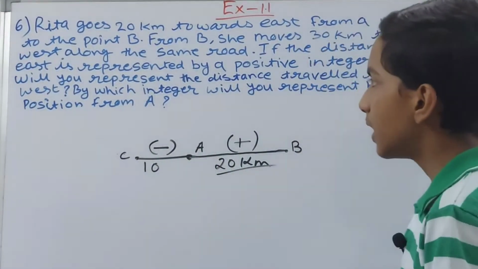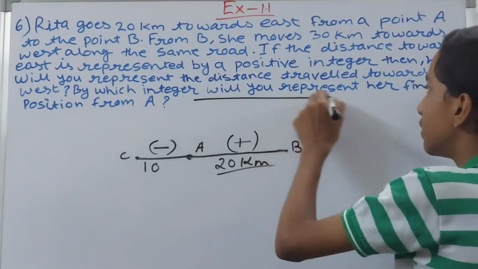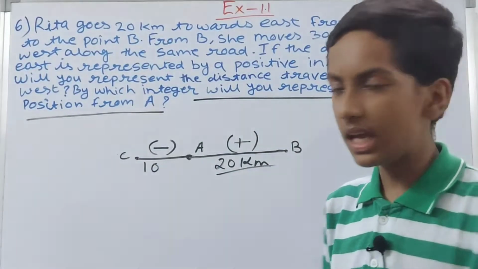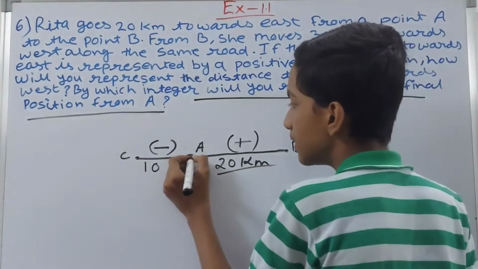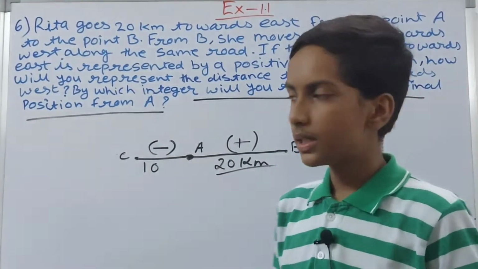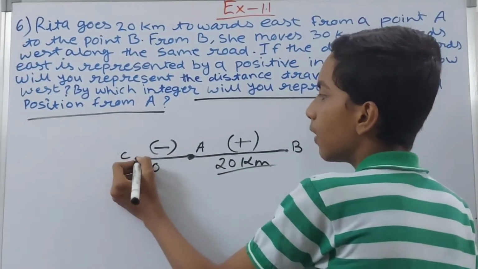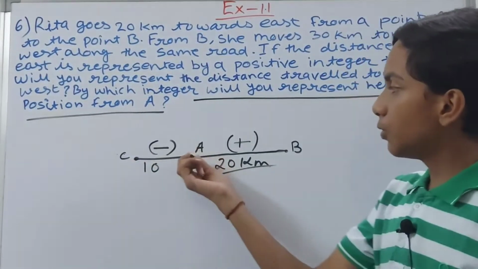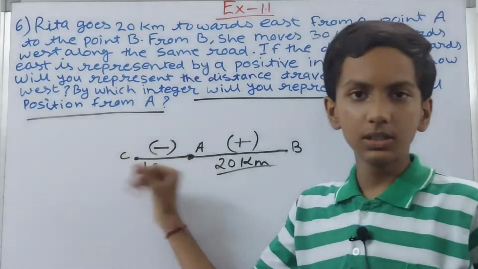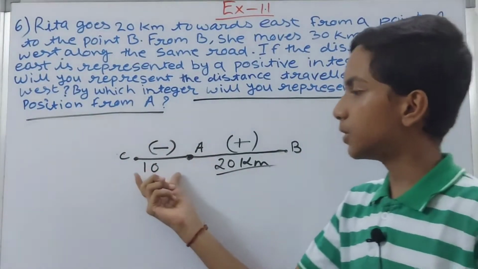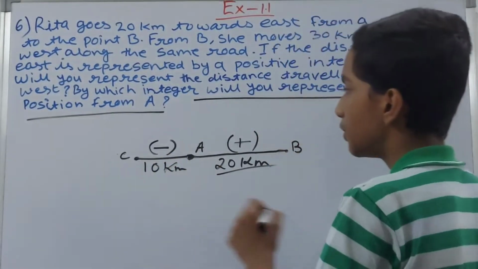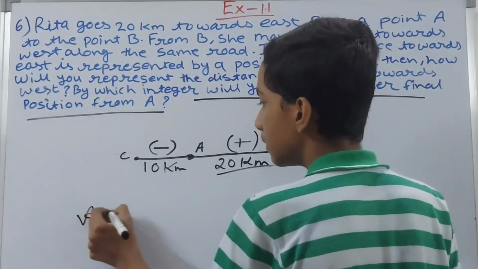Now it is also saying that by which integer will you represent her final position from A? From A, not from B, from A. This is point A. Alright, and her final position is which point? C point, that is here. Alright, so we are not going to go from A to B to C. No, we go from A all the way to C. That is the final position. This is 10 kilometers, right? You can write here kilometers. So this is 10 kilometers. So you can write here.